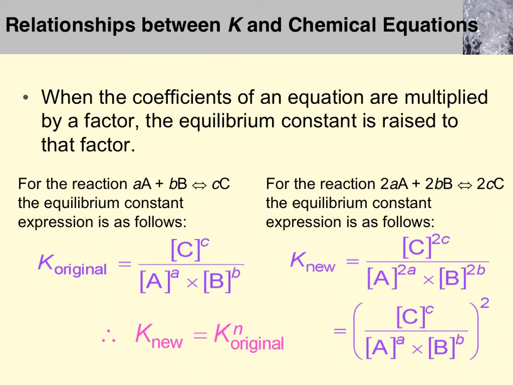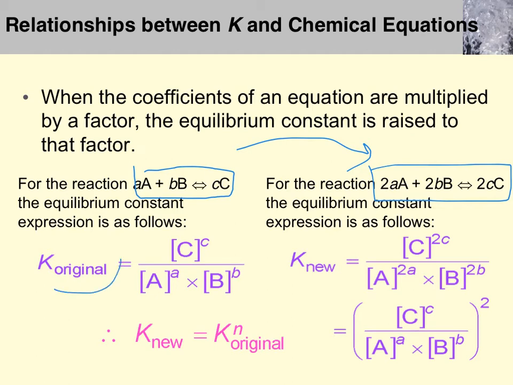Here's another way to change the value of the equilibrium constant. Again, let's look at the initial generic reaction. And let's imagine that for whatever reason we have that same reaction, but we've multiplied all the coefficients by some factor, in this case 2. Would it have the same K? Well, no, it would be different.